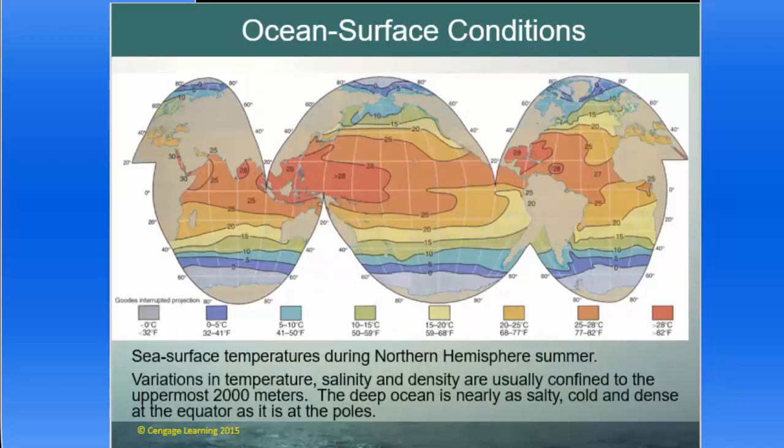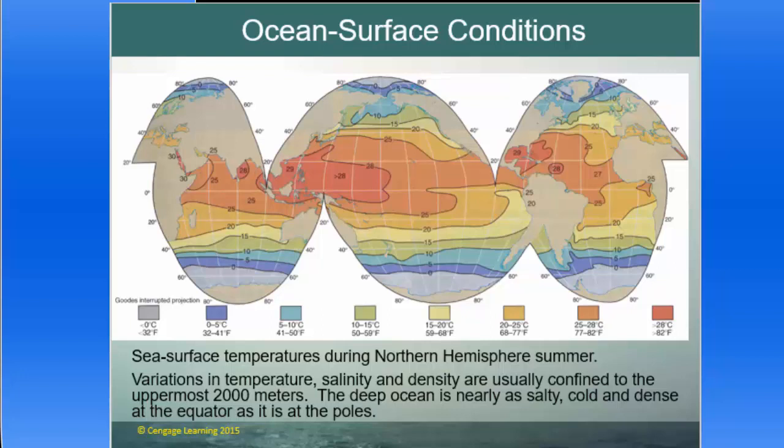Sea surface temperatures during the northern hemisphere summer are pretty straightforward, exactly what you'd expect. They're going to be warmer at the equator and then colder up at the poles. Variations in temperature, salinity, and density are usually confined to the uppermost 2,000 meters. The deep ocean is nearly uniformly salty, cold, and dense, whether it lies beneath the equator or the poles.